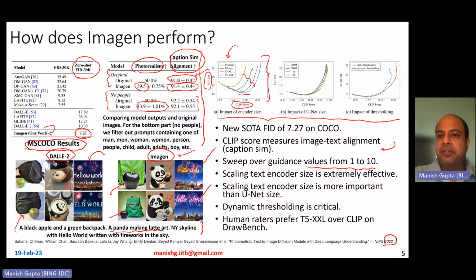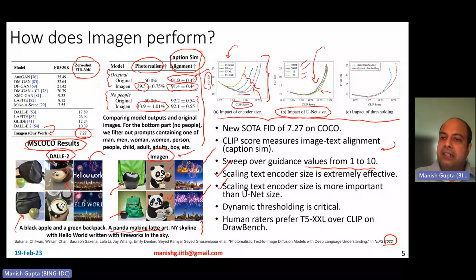Another change in the configuration setting for Imagen is to change the UNet size. The UNet size you can change from 300 million parameters to 500 million, 1 billion, 2 billion, and so on. What you observe is that, of course, with larger size, typically you get better results. However, the improvement is not as good as the improvement you get when you increase the text encoder size. So scaling text encoder size is extremely effective. Scaling text encoder size is in fact more important than scaling UNet size, because with UNet sizes, there is not too much sensitivity there.